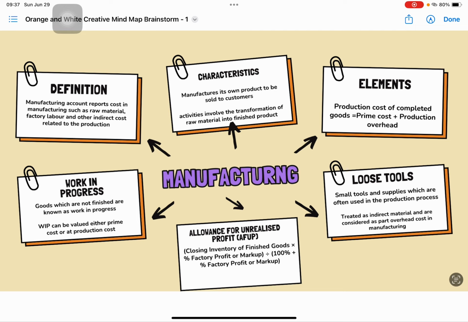For the next one, we have allowance for unrealized profit, that is AFUP. The formula is closing inventory of finished goods times the percent of factory profit or markup, divided by 100% plus factory profit or markup. Work in progress is goods which are not finished, known as work in progress, or WIP. WIP can be valued either at prime cost or at production cost.